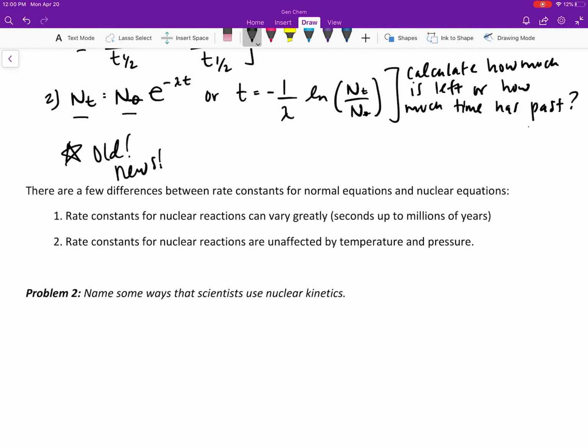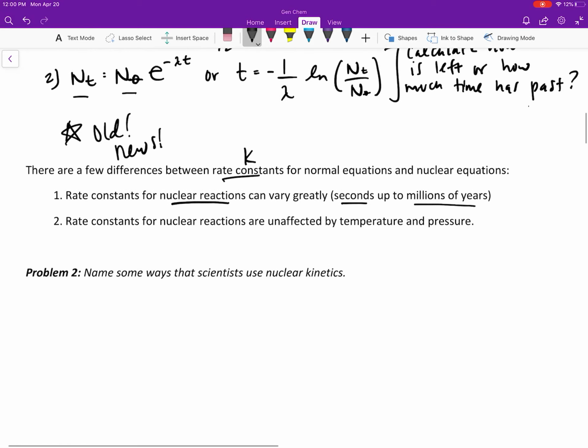There are a few differences between the rate constants we talked about for normal equations and the ones for nuclear equations. The rate constants for nuclear reactions can vary greatly, meaning the half-life may be a couple of seconds or it can be millions of years. One example is carbon-13, which has a very long half-life. I think it's roughly 5,300 years. It lasts a long time, which makes it a really great radiometric dating tool, but it wouldn't be useful in imaging.